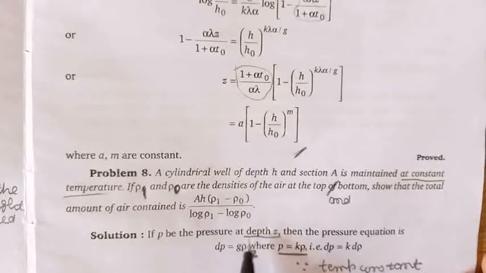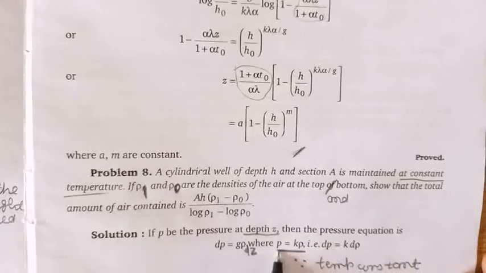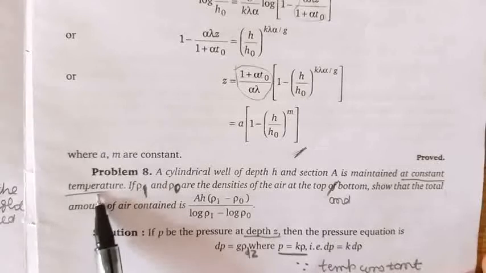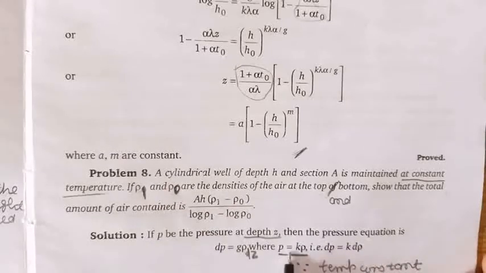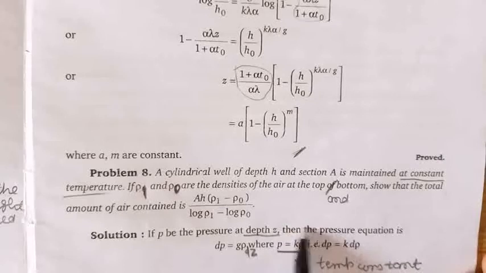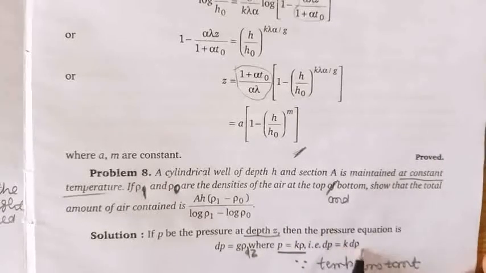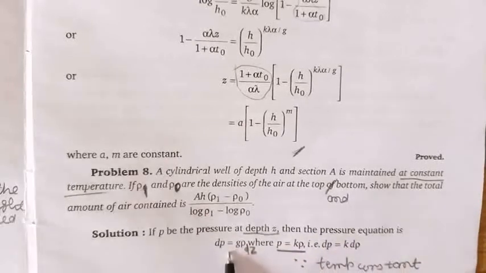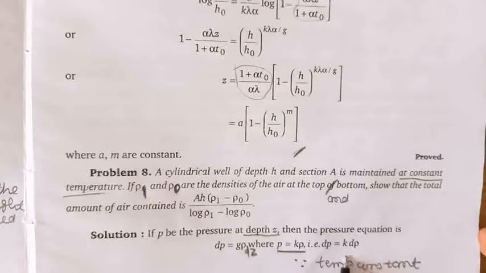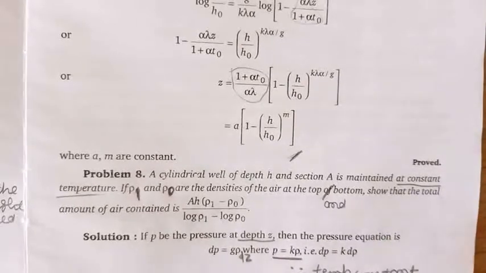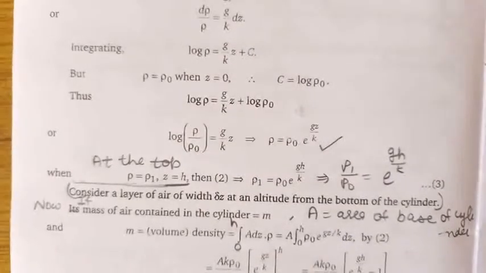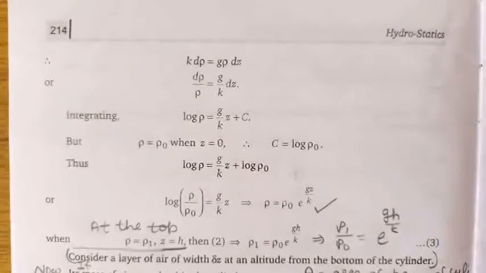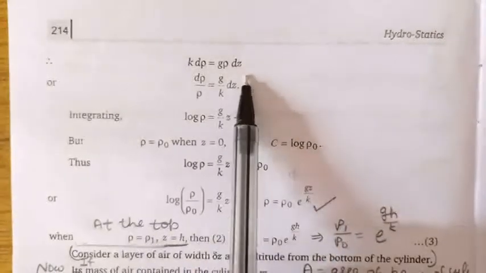Now let us start from the differential equation of pressure and using the formula P is equal to K rho because the temperature is constant. So by Boyle's law, we have P is equal to K rho. Differentiating this term, we get dP is equal to K into d rho. Now equating the two values of dP, one from the differential equation of pressure and another from here, we get the equation K d rho is equal to G into rho into dz.